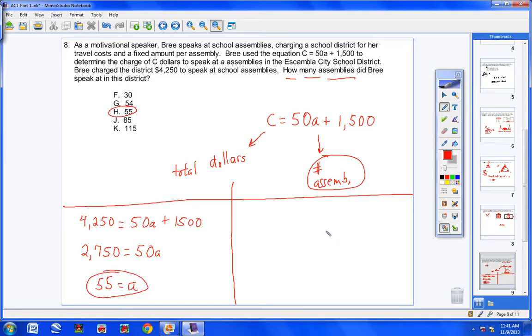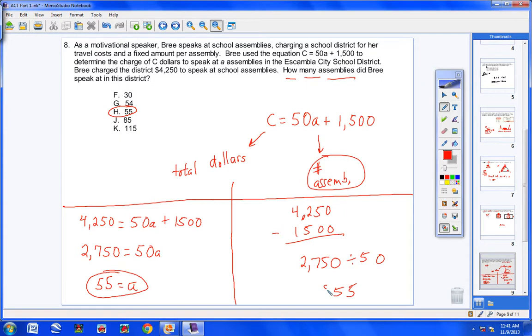But there's another way to do it. You could just say this. Oh, this is so easy. They paid her 4,250. We know right off the bat she gets 1,500, so I'm going to subtract that out. When I subtract it out, I'm left with 2,750. And I know she charges 50 per assembly, so I'm going to divide it by 50, and when I do that, I get 55.